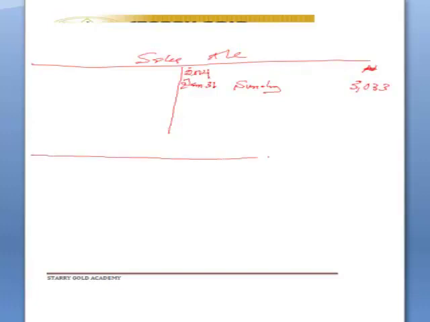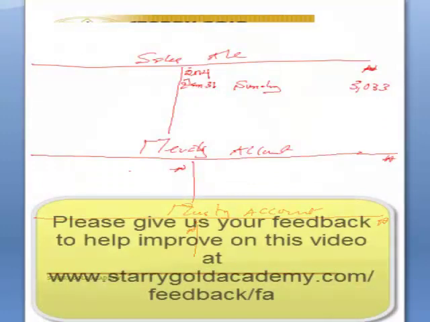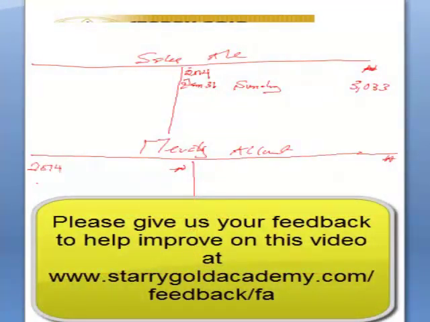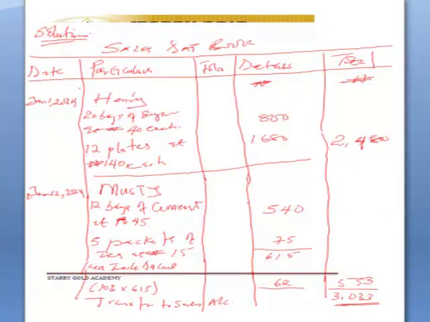Then the various customers' accounts will be opened. We have Henry's account, then we also have Musti's account. The various customers' accounts will be debited. 2014, for Henry, it is January 1st. For Musti, it is January 12th.